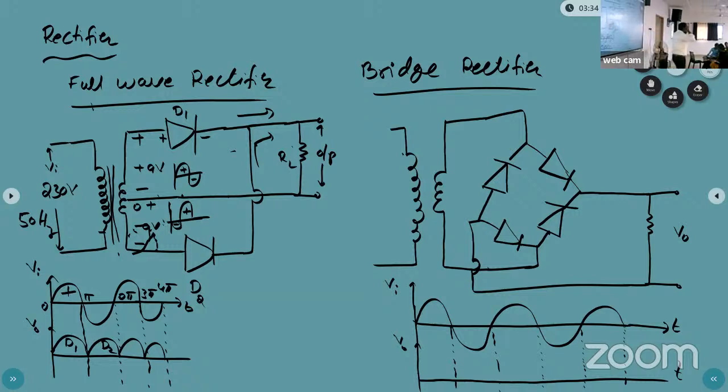Okay, now you can see the bridge rectifier. How many diodes are we using here? 4 diodes. The bridge rectifier, 4 diodes. Okay. Now this is the ground terminal, and this one also ground. Okay.